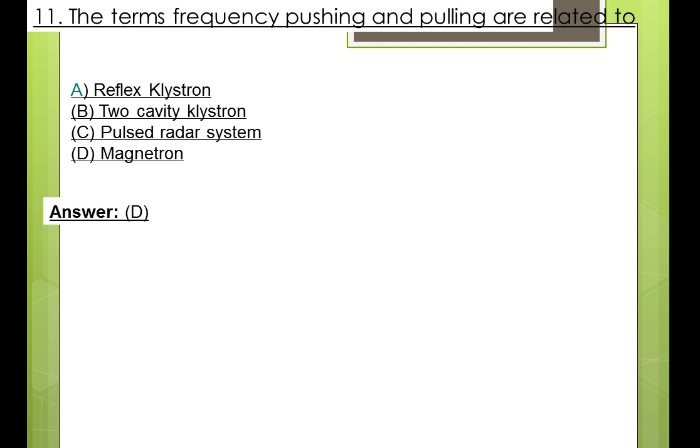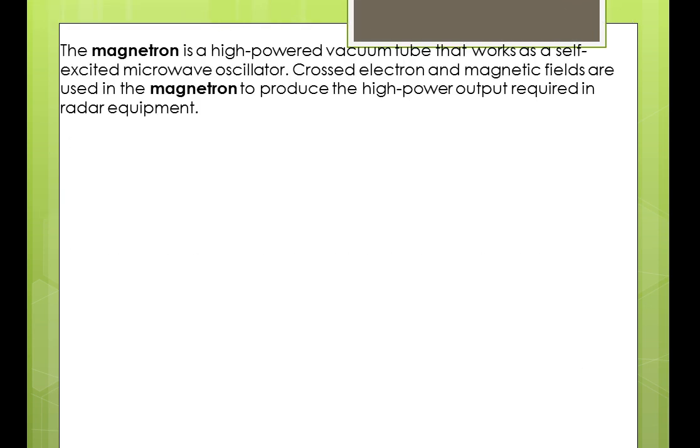Option A is reflex klystron, two cavity klystron, pulsar radar system, magnetron. So the answer is magnetron. So what is a magnetron? The magnetron is a high powered vacuum tube that works as a self-excited microwave oscillator.